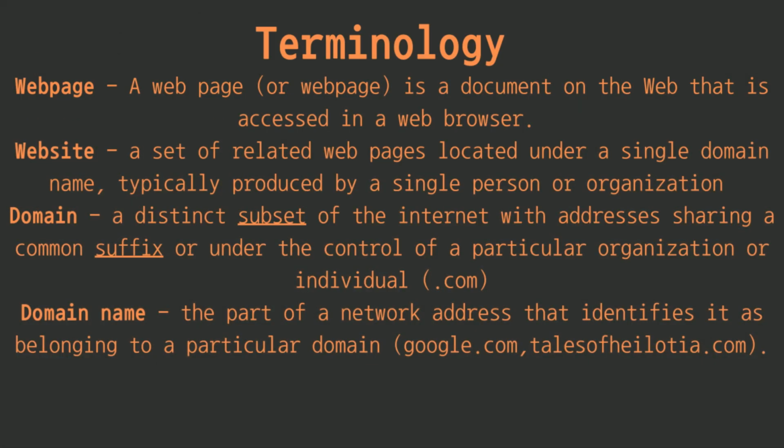Terminology: web page is a document on the web that is accessed in a web browser. Website: a set of related web pages located under a single domain name, typically produced by a single person or organization. Domain: a distinct subset of the Internet with addresses sharing a common suffix or under the control of a particular organization or individual, such as .com. Domain name: the part of a network address that identifies it as belonging to a particular domain, such as google.com.